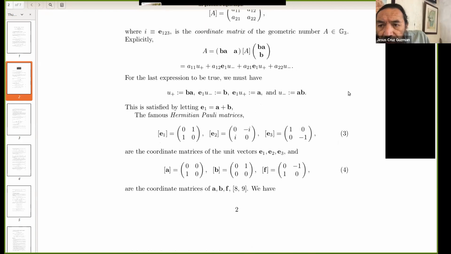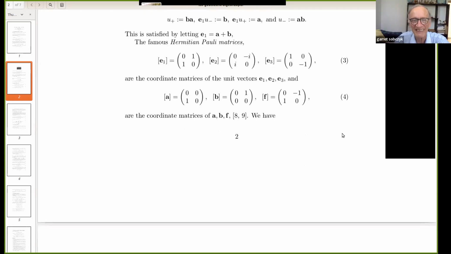Because G11 is contained in G3. That's right. Whereas you interpret I as a unit bivector, which is a little bit strange. That's why people, I guess, don't do it.